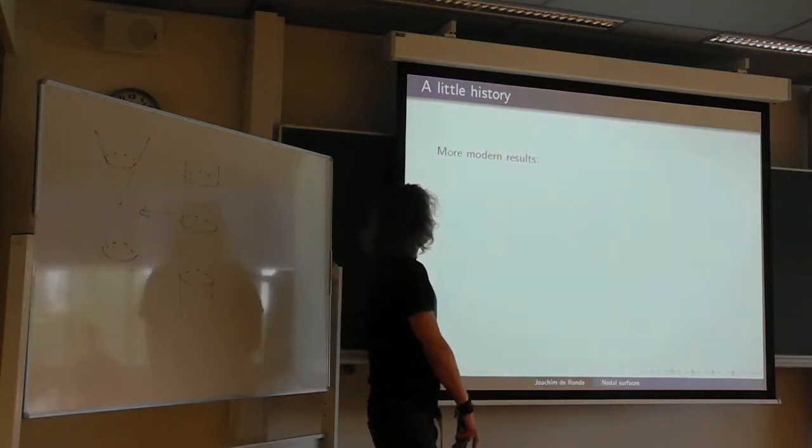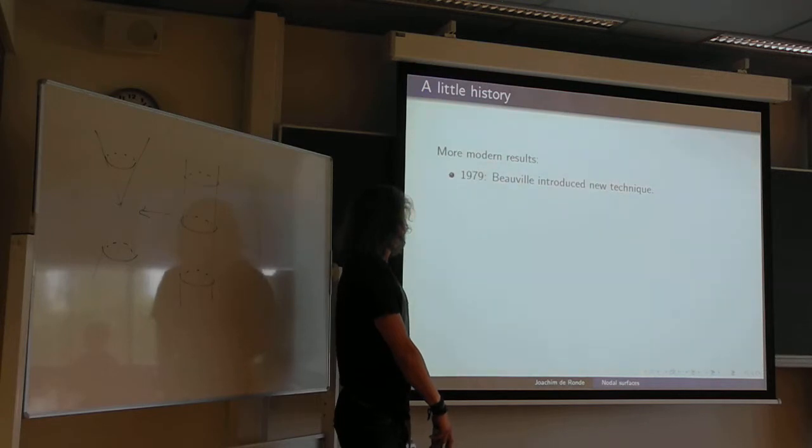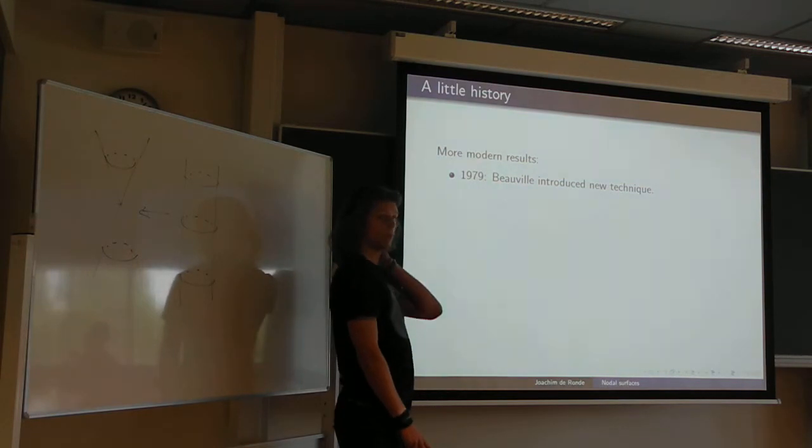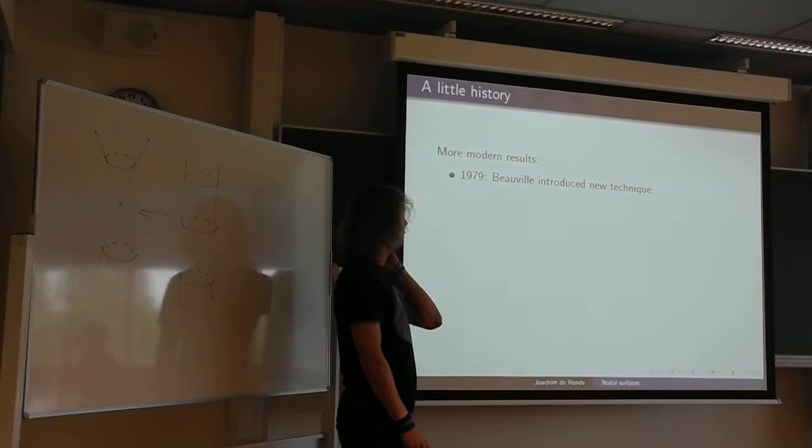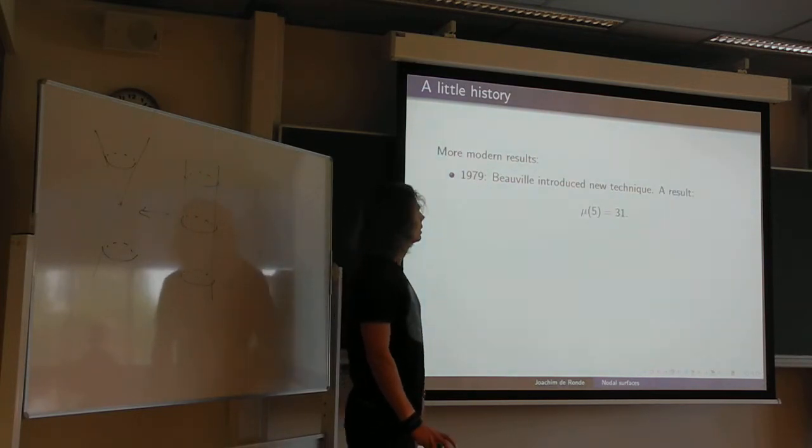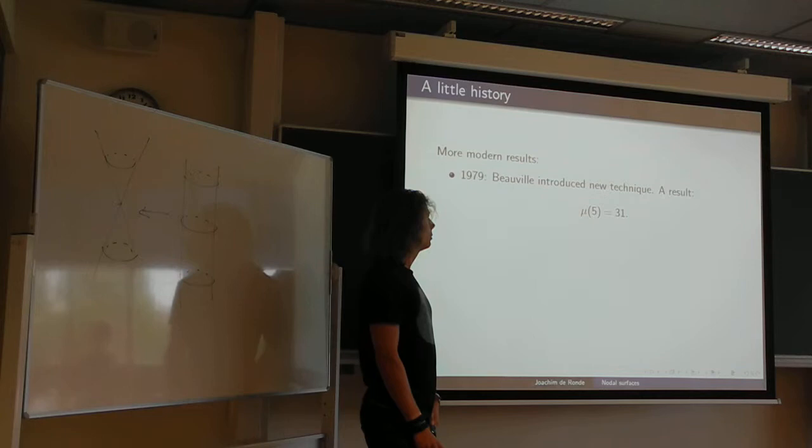So what is the more modern viewpoint of this problem? It was a technique introduced by the French mathematician Arnaud Beauville. He's actually going to speak at the conference in algebraic geometry, which is in July in Amsterdam, which is really interesting. So in 1979, he introduced a new technique. I'll tell you later exactly what he did. But as a result, he found that no quintic surface with more than 31 nodes exists.